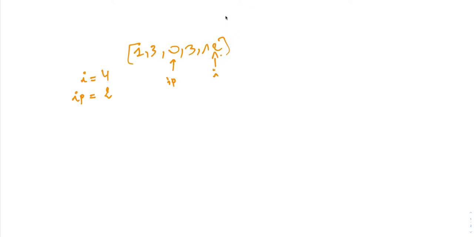Again, 12 is different from 0. I'm going to do the same thing, put the value at I on IP, so 12 here, and increment both of IP and I. Okay, so now we've reached the end of the array. Now we're going to do another loop, a separate loop, where every element from IP to the end of the array is going to be turned to 0. So now this is going to be equal to 0, and this one is going to be equal to 0. And now we have our result.